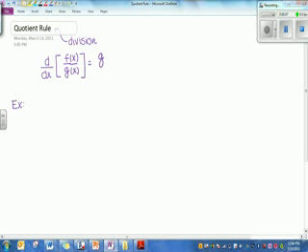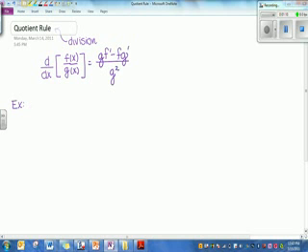the denominator times the derivative of the numerator, minus the numerator times the derivative of the denominator, all over the denominator squared. Okay, again, it looks a little scary, but it really isn't that bad.